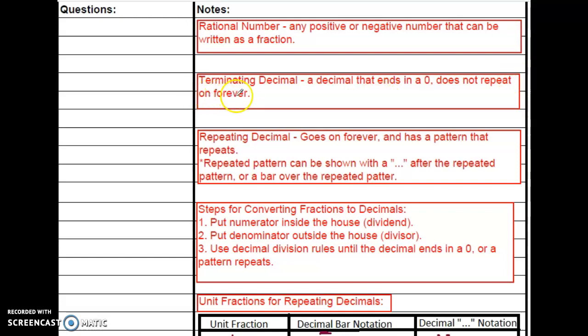So when we have a terminating decimal, it is a decimal that ends in a 0 and does not repeat on forever. So these are our decimals that we're used to dealing with most of the time, like 0.35, 0.2, 0.50. All of those end, and so those are called terminating decimals.